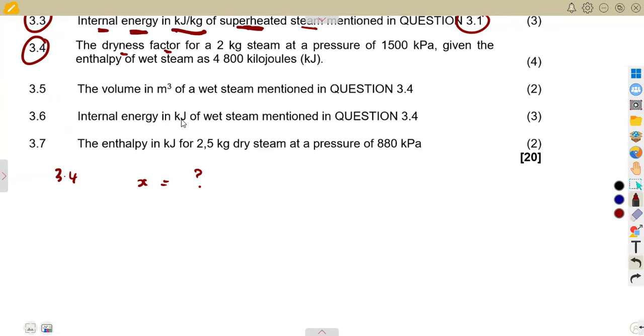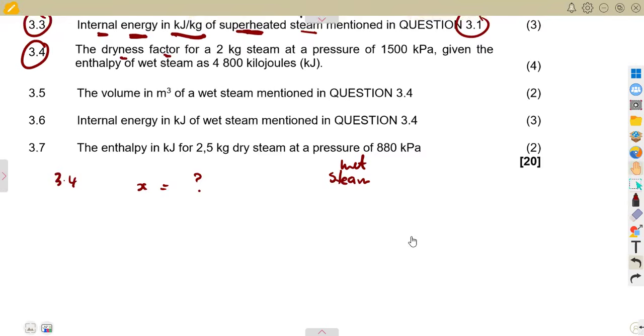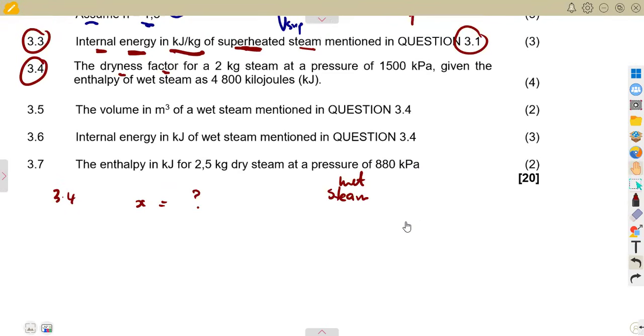The moment they talk about the dryness fraction, it means the steam is wet. We are talking about wet steam. There's a certain fraction, a certain percentage of the steam being wet. So we talk of H wet, that is the enthalpy, the dryness fraction. So be careful with this question. They are trying to manipulate, to change those questions that we are used to. How? Okay, let's see this one.